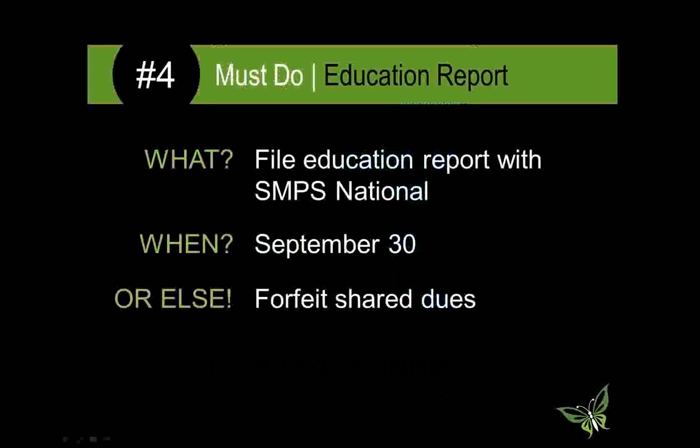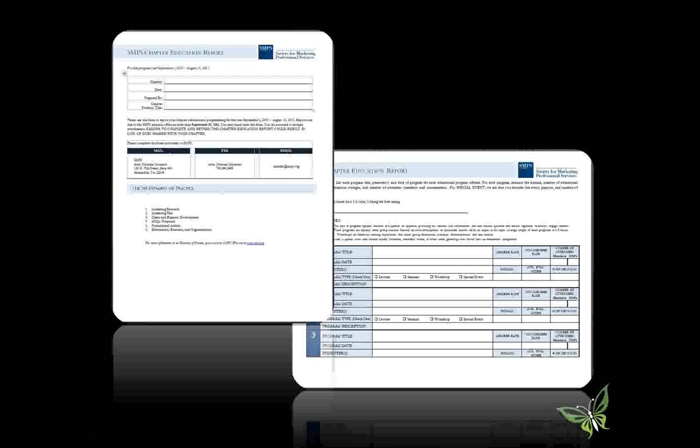The other report that we need from you, this is must-do number 4, is for your chapter to complete your education report. The education report, just like the finance report, is due September 30th of every year. And again, if we don't get it, you risk forfeiting a certain amount of your shared dues. This is not what we want to do. But let me explain to you what we do with all of this information. This is a copy of the chapter education report.